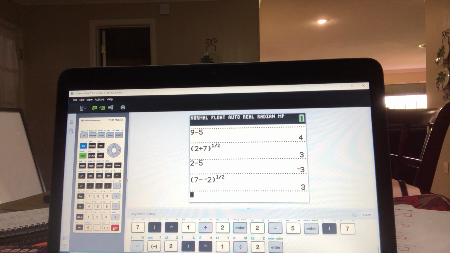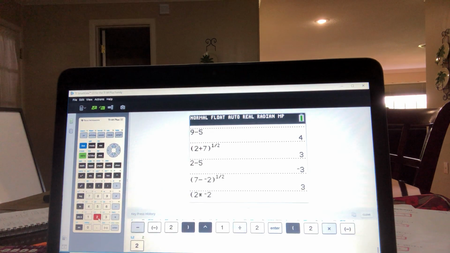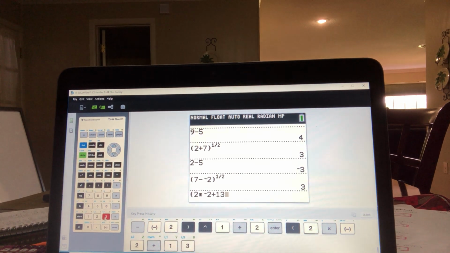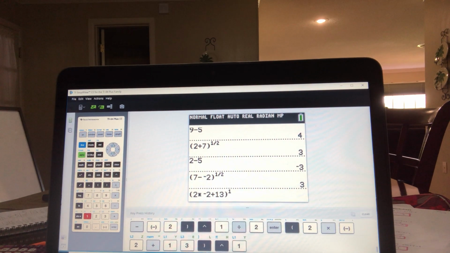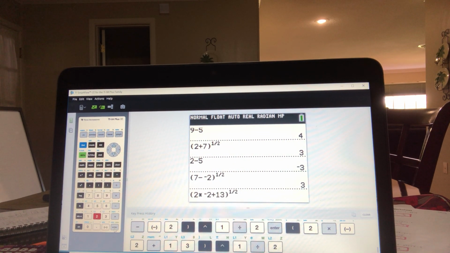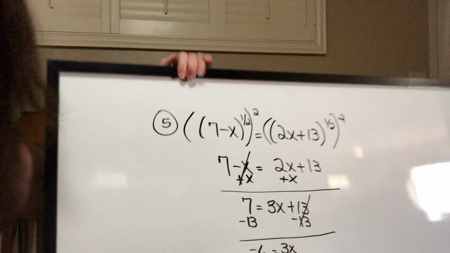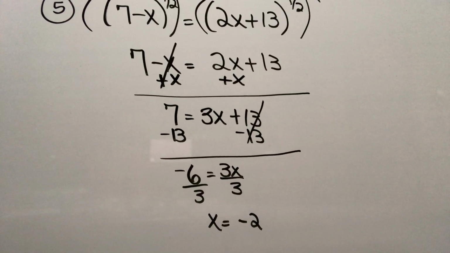So I want to know if I would get the same thing on the other side. So remember, use parentheses. So 2 times -2 plus 13. And also raise that to the half power. And it's also 3. So because we got the same number twice, that means our answer is good. So -2 works. Final answer for number 5.